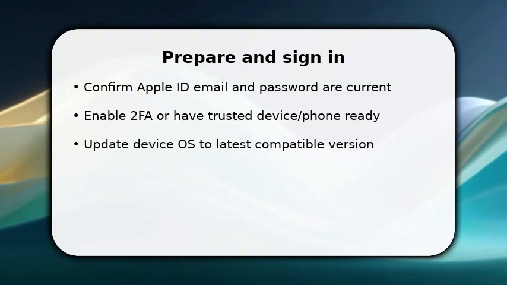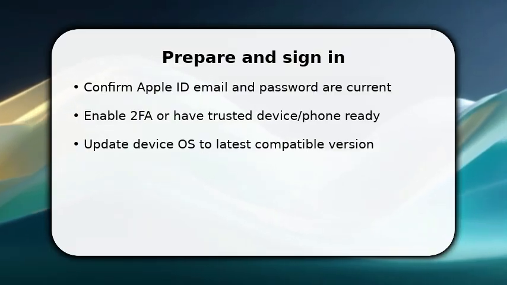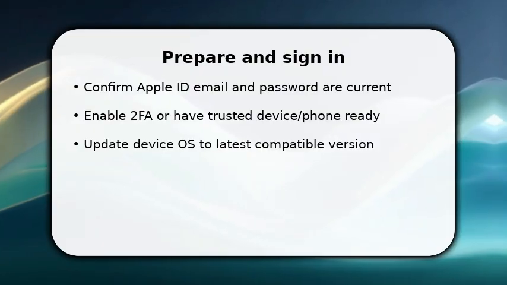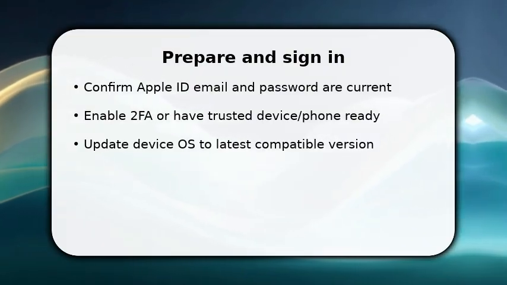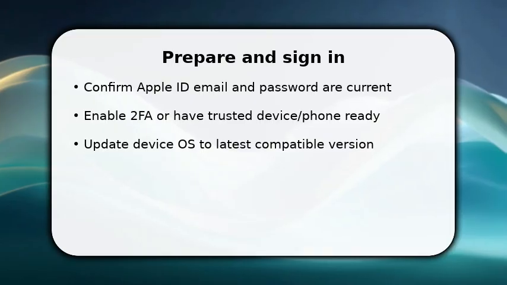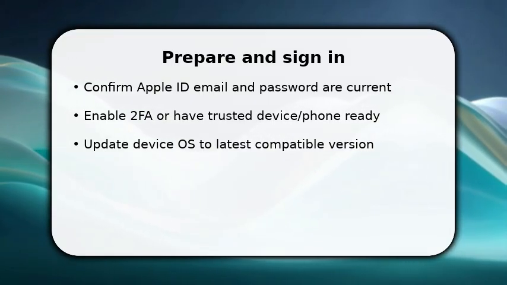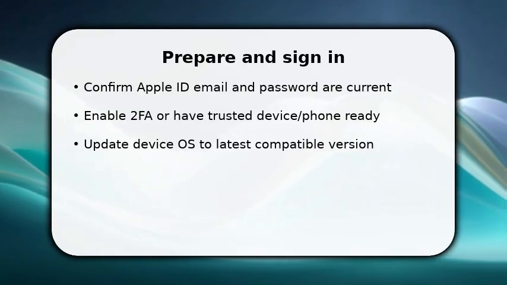You start by confirming your Apple ID email and password, and then sign in on the device. Once signed in, make sure two-factor authentication is enabled or that you have a trusted device or phone ready for codes. If prompted, enter the verification code and allow device access.